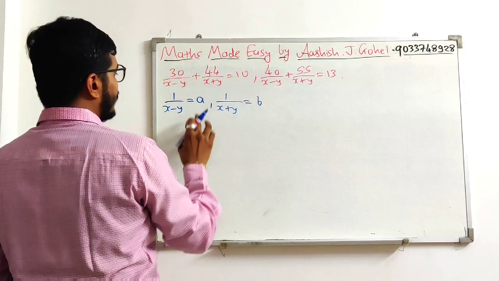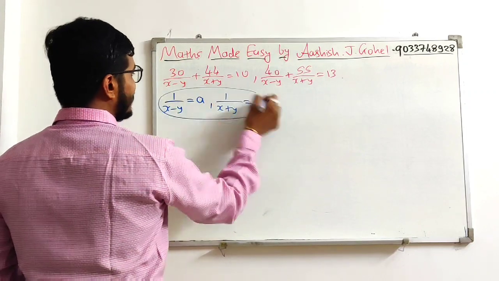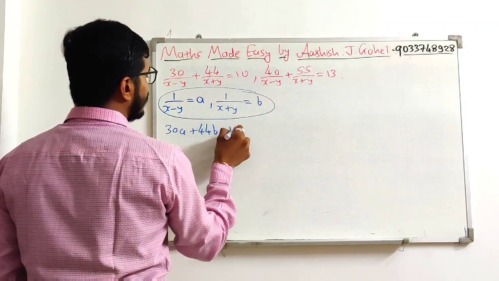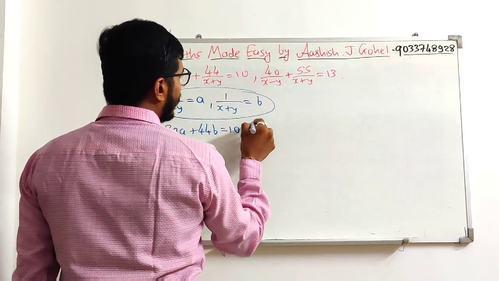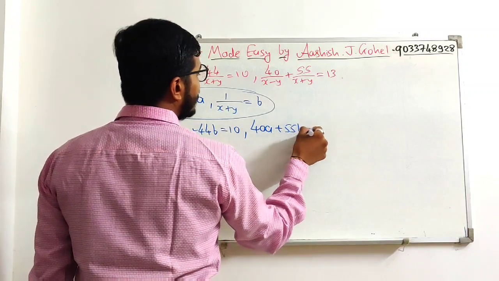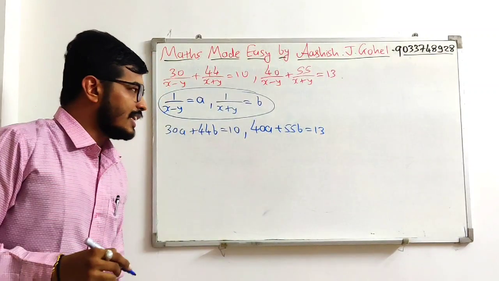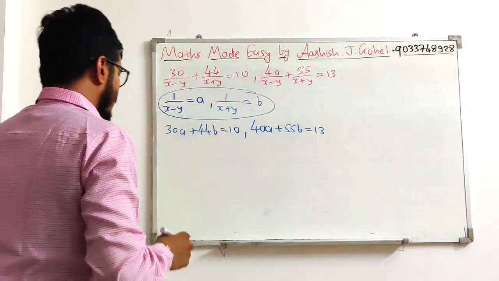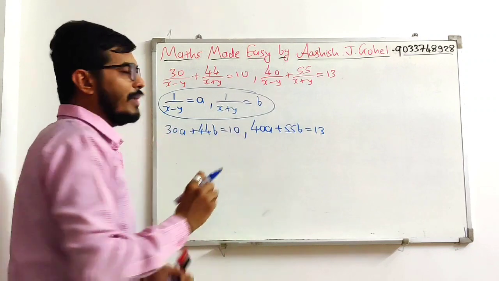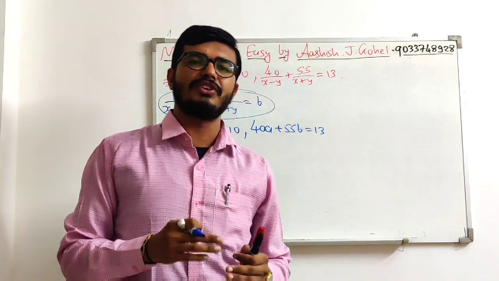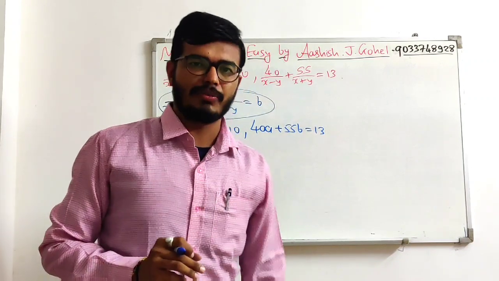So after replacing these values, 30a plus 44b is equal to 10. Here we will get 40a plus 55b is equal to 13. Now we want to solve these two equations. So the first thing we will do is we will make them in the format of ax plus by plus c is equal to 0, because we will be solving these equations with the help of cross multiplication method.